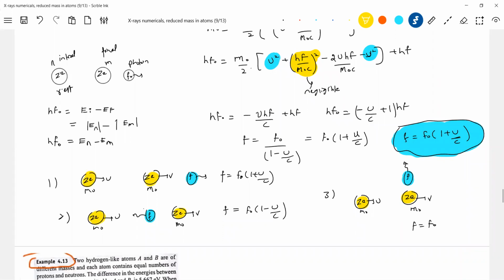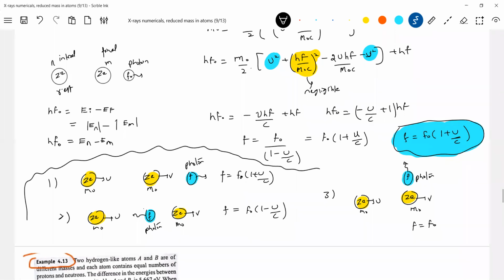Till now they haven't asked this, but there is a possibility of asking. This is the photon. And with respect to what we are comparing: if the atom is at rest, this f is compared with f naught here. And this is some general discussion. It can be asked in matching rather than numerical.